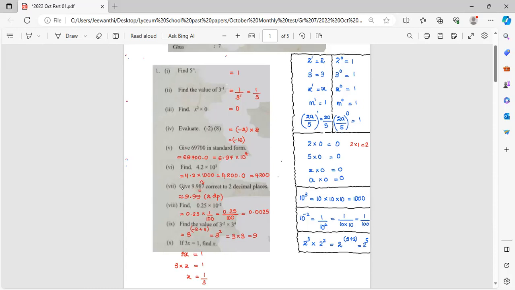So 10 to the power negative 2 means 1 over 100. Then 0.25 you divide by 100, so you should count 2 steps to the left side. Then negative 2 plus 4 is positive 2, which means 3 times 3, 9.